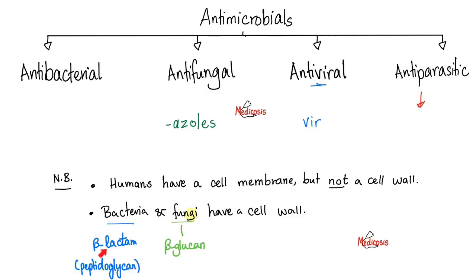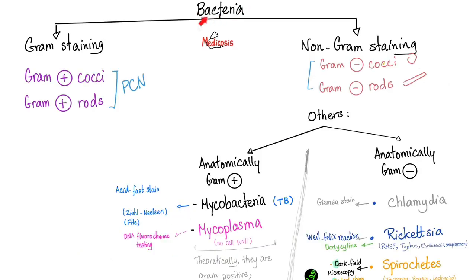Beta-lactam describes an antibiotic that kills bacteria, but beta-glucan is a structure of a fungus. We divide bacteria into gram-staining and non-gram-staining organisms. If you are gram-positive, it means that you acquire this stain really well because you have a very thick peptidoglycan cell wall. But if you cannot retain the purple, you will stain pink, and we'll call you gram-negative, cocci and rods.